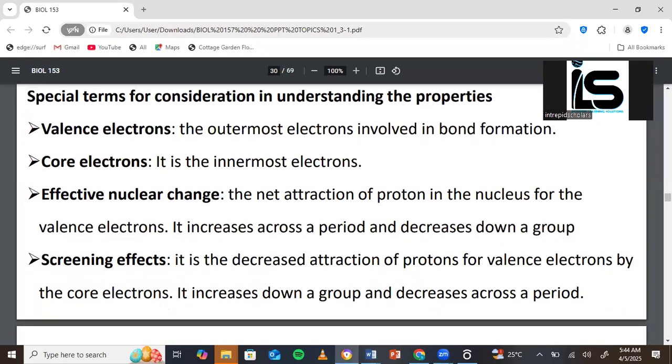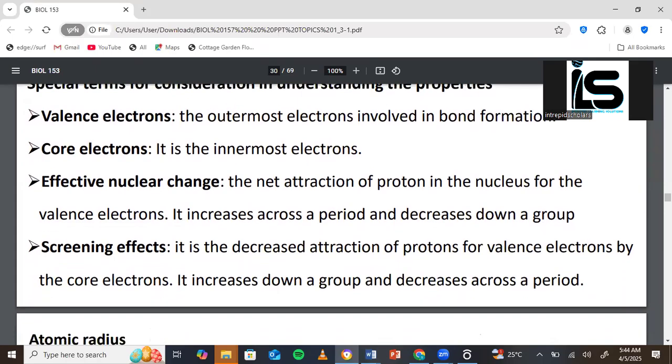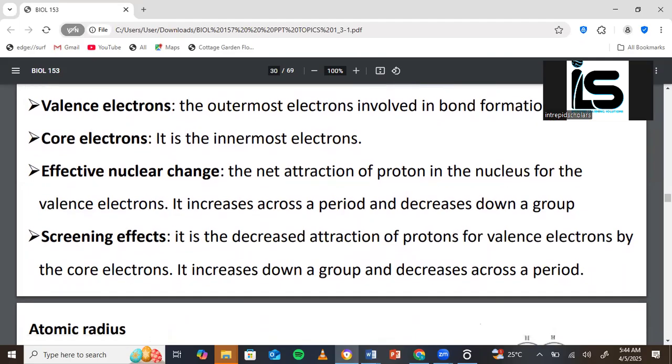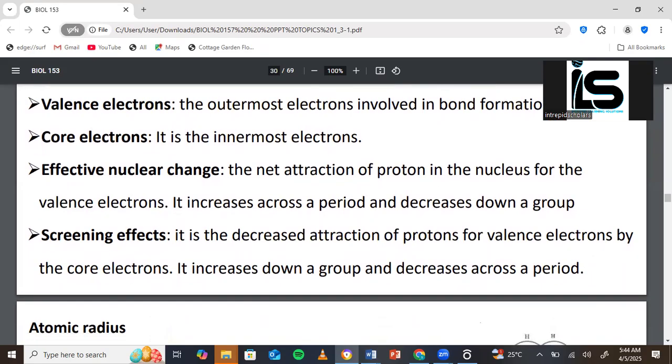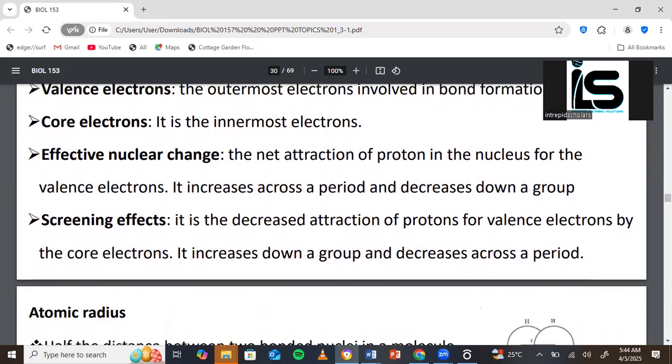Valence electrons, the outermost electrons, are involved in bonding, and that is what we look at: the attraction between the positive nucleus and the outermost electrons. Core electrons are the inner electrons. They produce the shielding or screening effect. Effective nuclear charge is the net attraction, net because we have to subtract the screening effect from it.